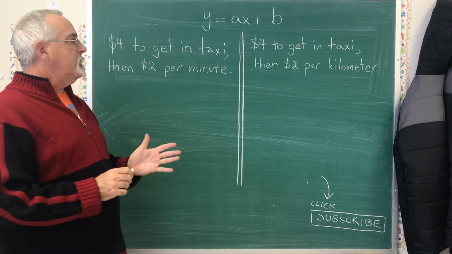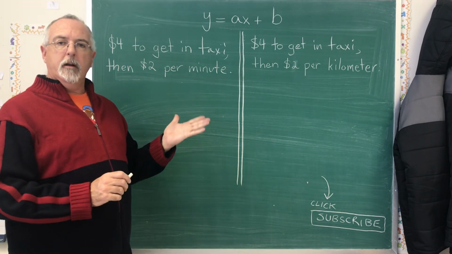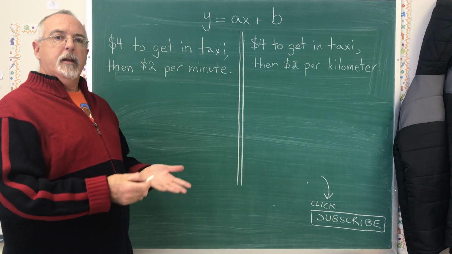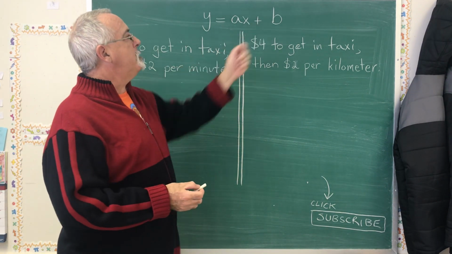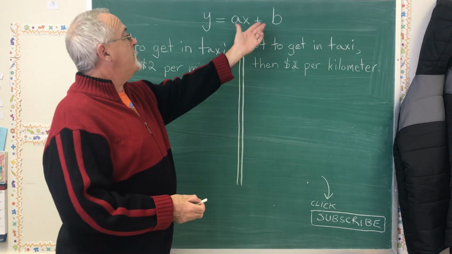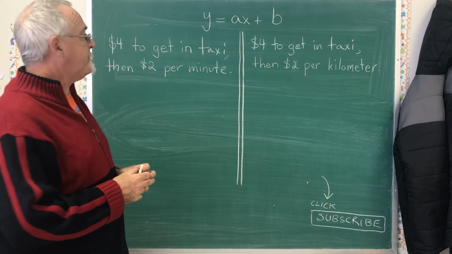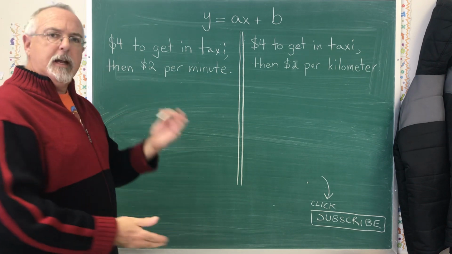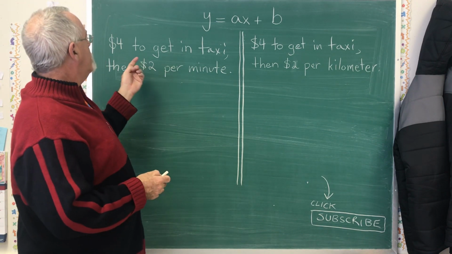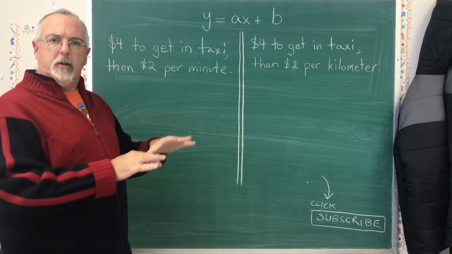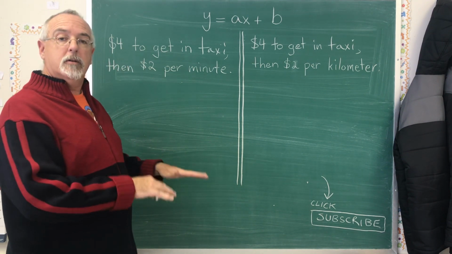I've always liked using the concept of a taxi ride to help me remember the basic linear equation, y equals ax plus b, where a is the slope and b is the y-intercept. Everyone understands the concept of a taxi ride, and everyone knows that when you get in the taxi, they charge you a certain amount right away as soon as you're in there.